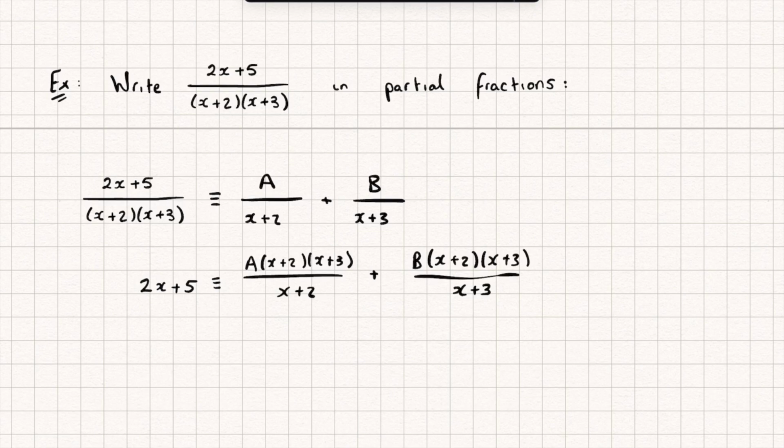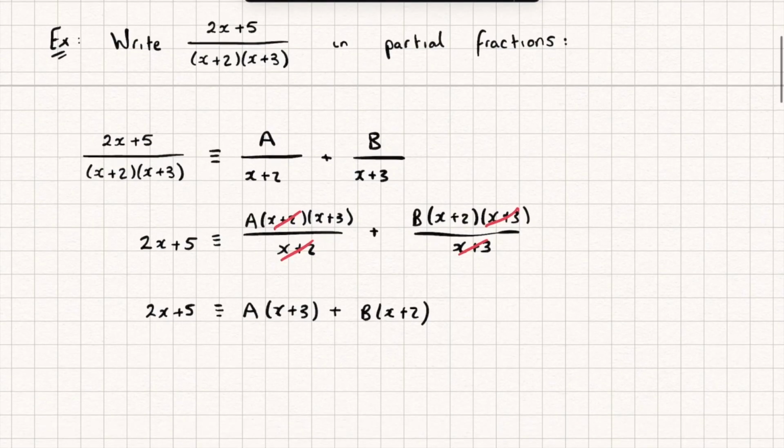And you can see these are going to cancel out and these are going to cancel out, and this is going to leave me with 2x + 5 is exactly the same as A multiplied by (x + 3) plus B multiplied by (x + 2). Now once you've done this a few times, you probably won't need to write out all of these steps in as much detail. You can probably jump straight to this line here, but it's always good to show all the working that you're doing.